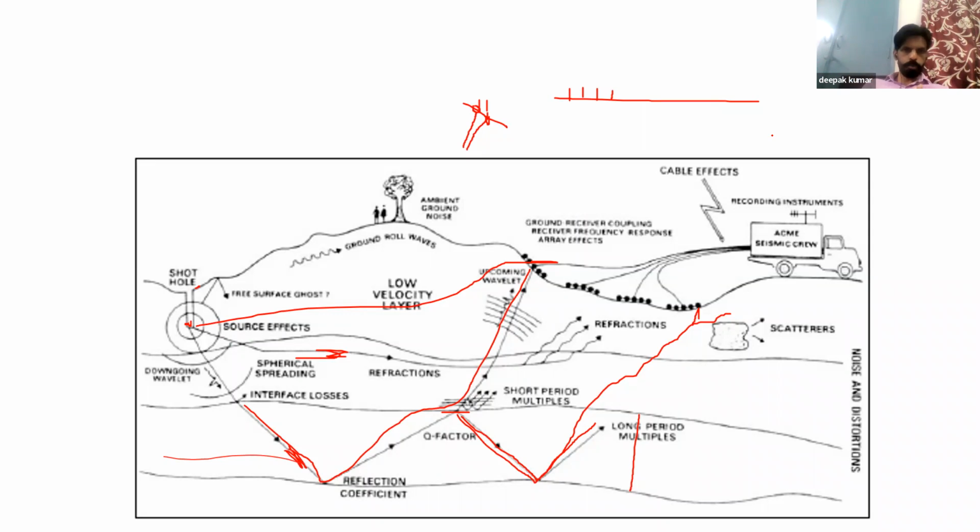In seismic data processing, we have to get rid of the noise, but we cannot remove it fully, because in removing the noise, sometimes the signal also gets lost. So our aim during data processing is to process the data in a way that most of the signal is retained and most of the noise is removed.